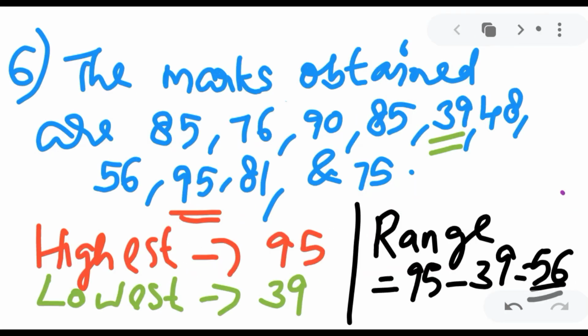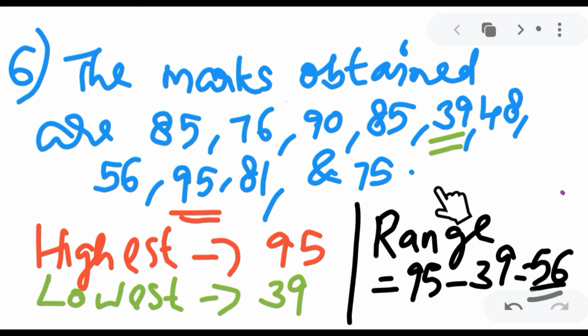Hello children, let us continue exercise 3.1, sixth question. The marks out of 100 obtained by 10 students are given, and we want to find the highest and the lowest, and then the range and arithmetic mean. Here the marks obtained are 85, 76, 90, 85, 39, 48, 56, 95, 81 and 75. First question: what are the highest and lowest marks obtained by the students? Highest mark is 95, and lowest is 39.